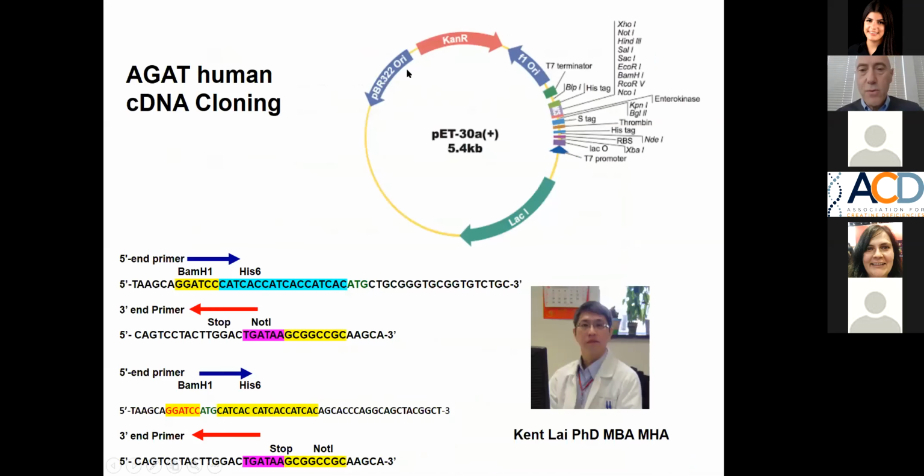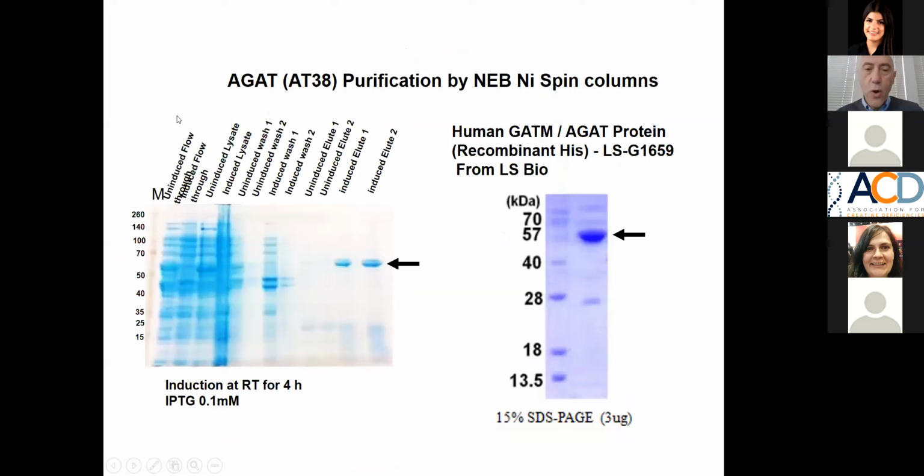For this reason, we engineered a different type of vector in which we substituted the leader sequence with a polyhistidine tag. And with this type of approach, we were finally able to obtain the AGAT enzyme that you can see here in this slide. So this allows us to recover a significant amount of enzyme from our bacterial culture.